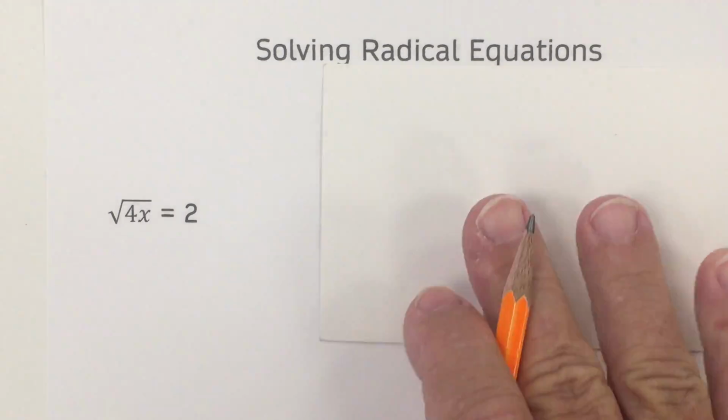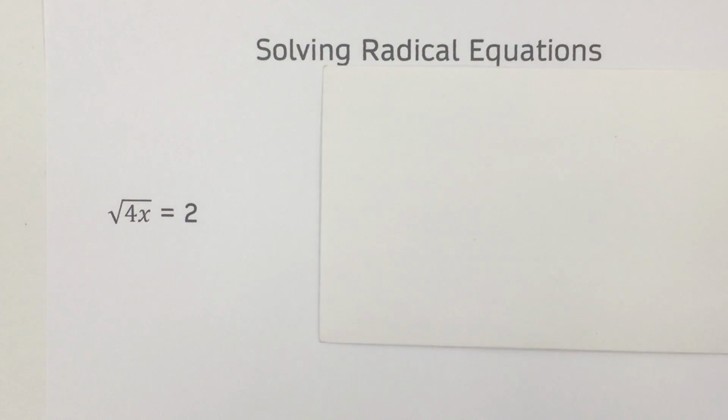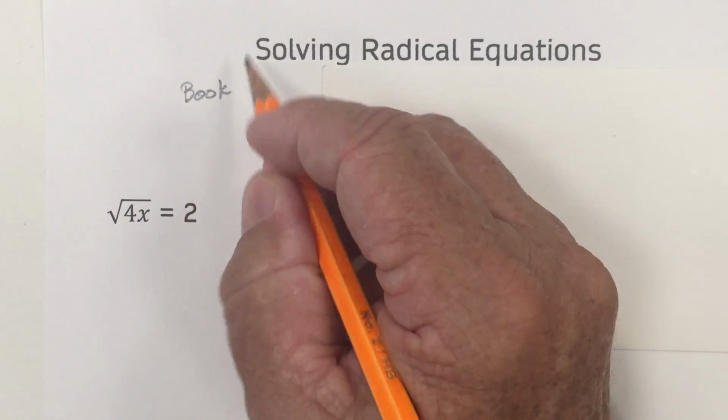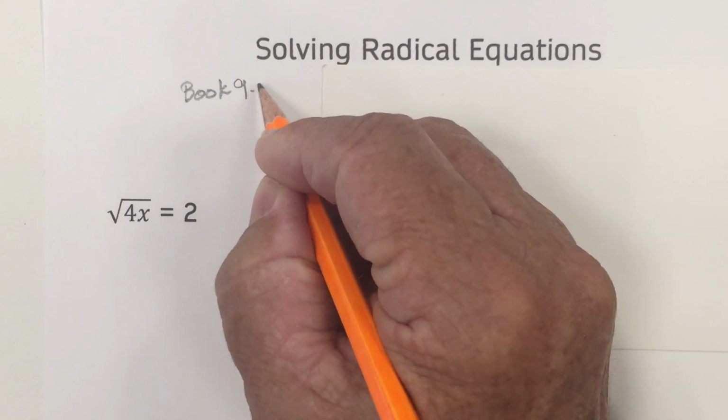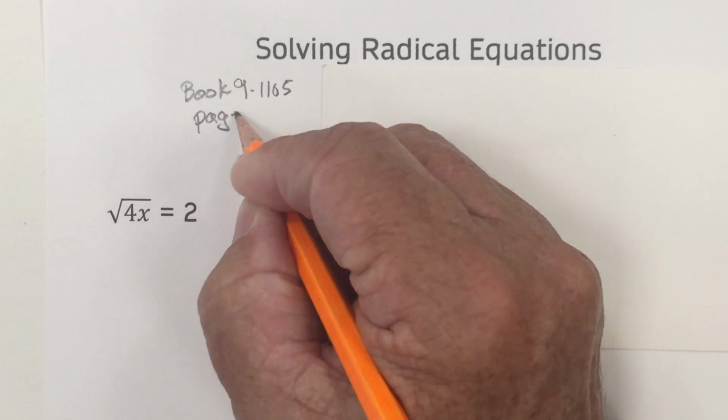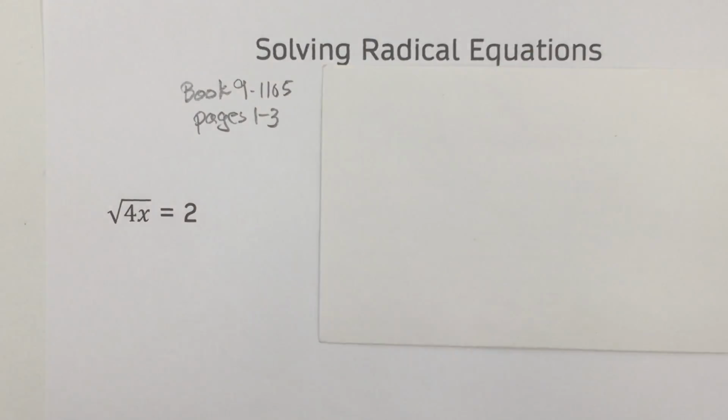We're going to talk about today solving radical equations. And we are starting a new book. We're on book 1105. And we're working on pages 1 through 3.